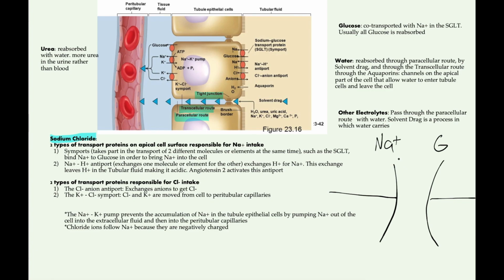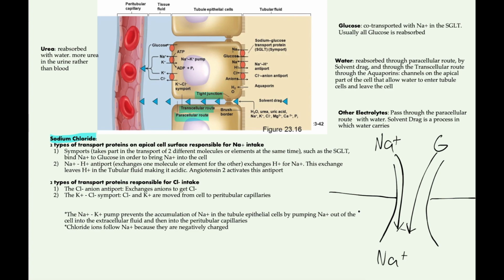So for a symport, it would take both molecules together at the same time, either one of them bound to each other or not. In the sodium glucose transport protein, sodium is bound to glucose in order to bring sodium into the cell. So that's what a symport looks like.